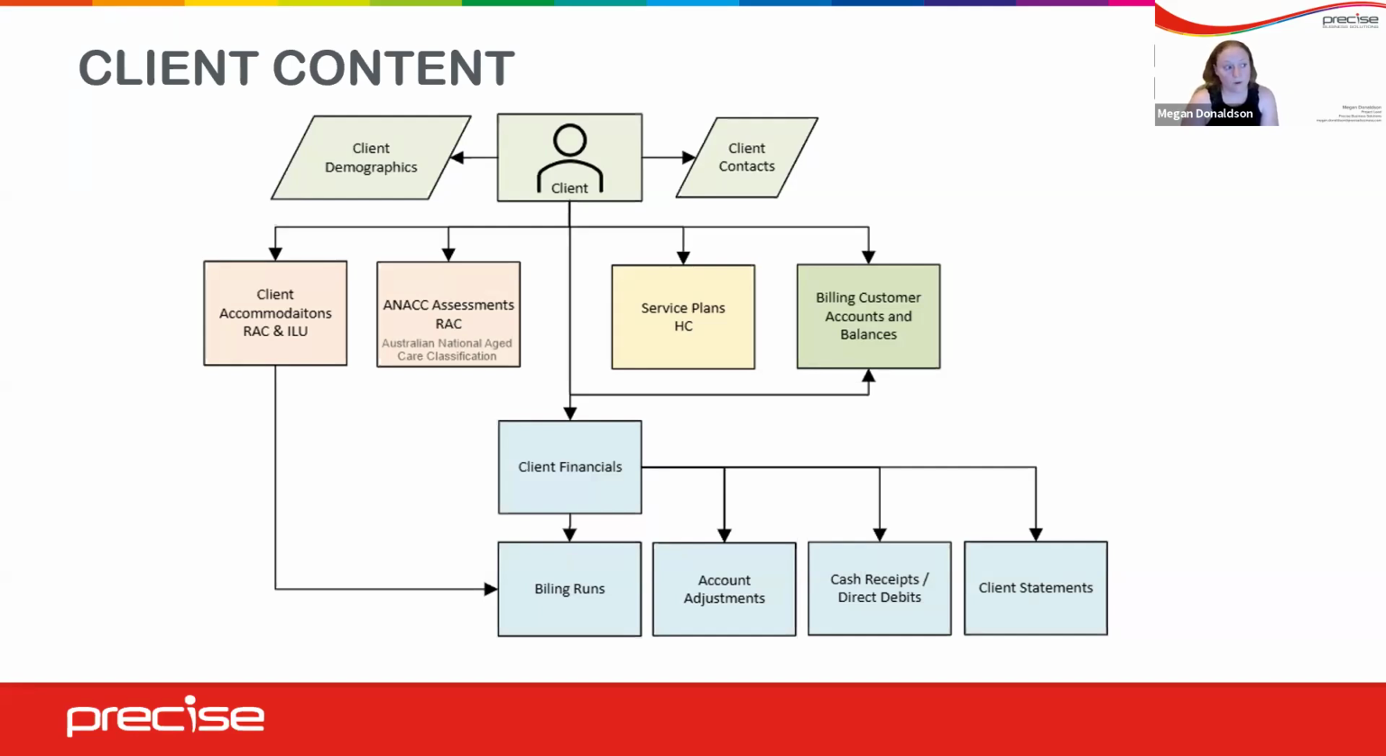Linked to that client record, we then have our admissions for our villages and our residential care, the Australian National Aged Care Classification, our AN-ACC assessments for your RAC. We've got service plans for home care, and then you've also got all your different billing customers and their respective balances. Against the client and also the billing customer, we've got things like client financials, like your billing run, adjustments, direct debit statements, and so on.